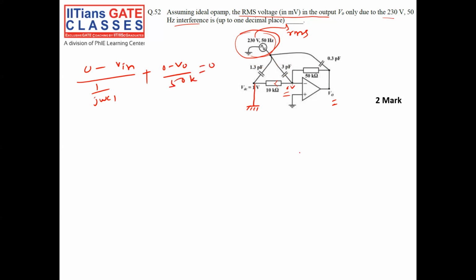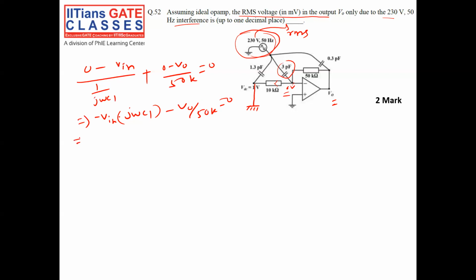See how easy the question is. You just have to apply a nodal equation here, and this will go because this is 0, this is 0, so the 10K has no effect. So 0 minus Vin by the impedance of the 3 picofarad, which is nothing but 1 by j omega C1, where C1 is 3 pico. Similarly, this current is 0 minus V0 by 50K. Now let us solve. Minus Vin into j omega C1 plus minus V0 by 50k is equal to 0, right?